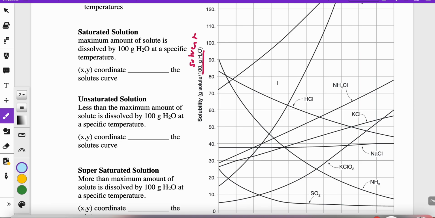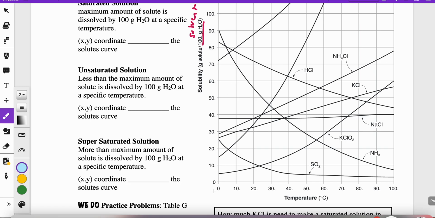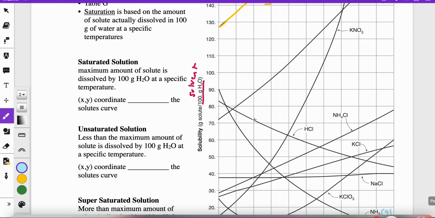But you will notice that there are a couple of curves on here that move oppositely. As you move from 0 to 100 degrees Celsius, the solubility curve actually decreases, like NH3. So this gives us a clue about materials whose solubility actually decreases with an increase in temperature. That gives us an indicator that this is probably a gas. Gases are less soluble at higher temperatures. Okay? So let's take a look here.